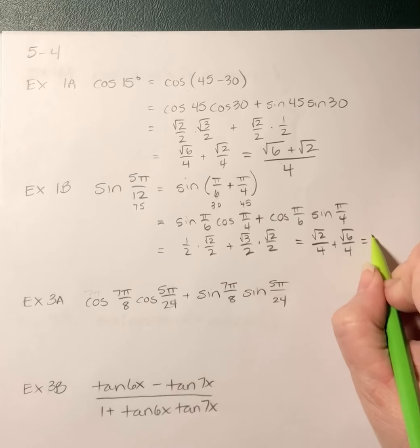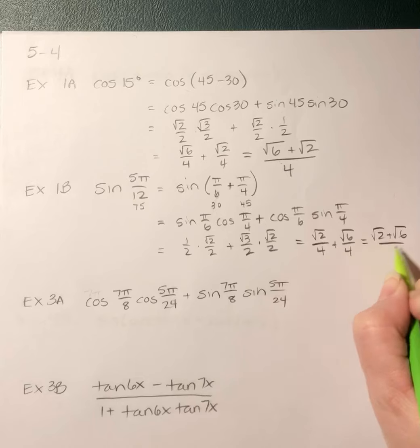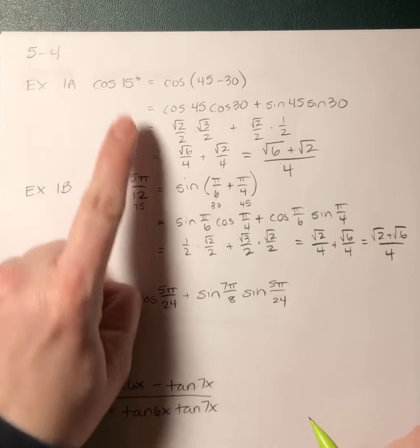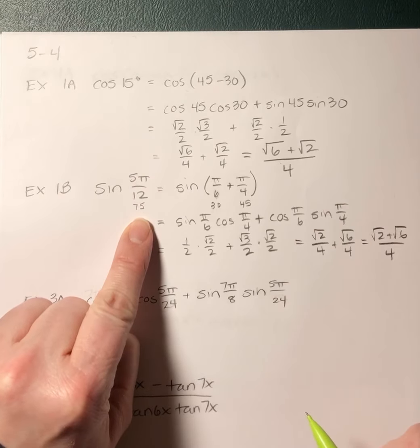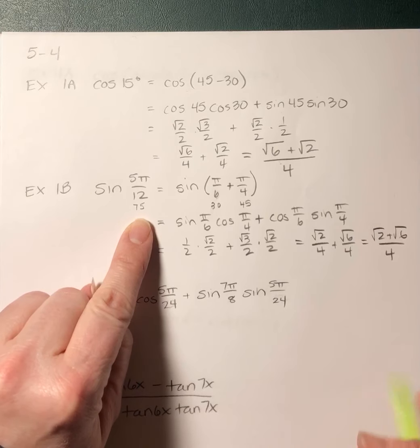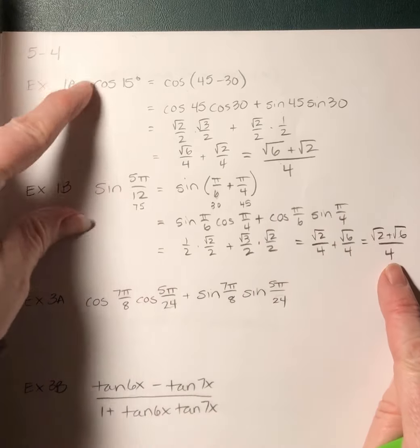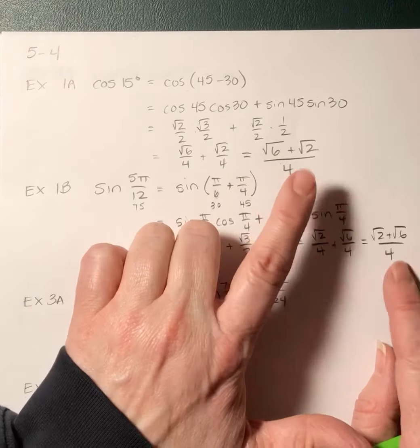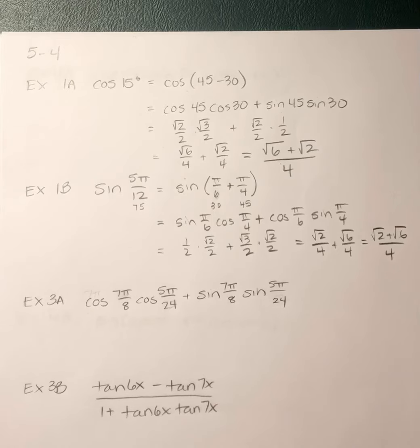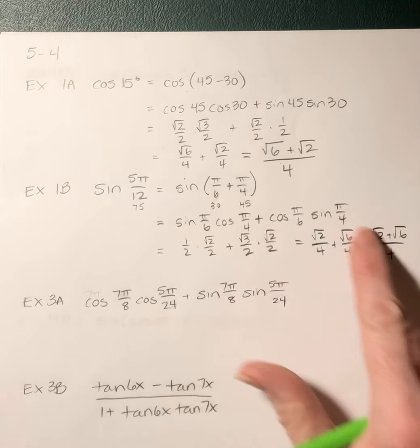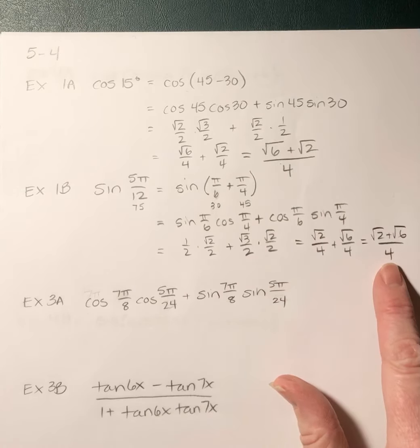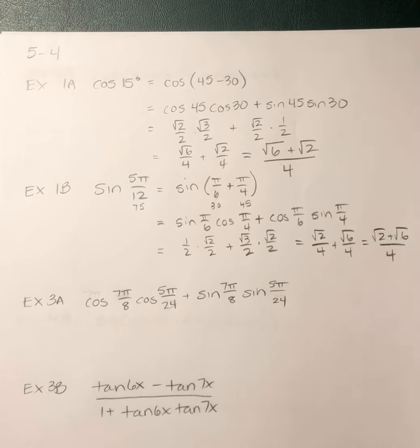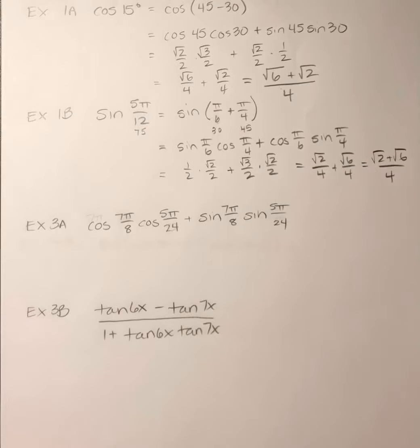Now remember, 75 and 15 are complementary, so they should equal the same thing because these are cofunctions. The cosine of 15 and the sine of 75 should give me the same result. These problems are going to have exact answers. They're not going to have decimal approximations. Example 2 is just kind of a weird story problem, and we're going to skip those. So example 3.